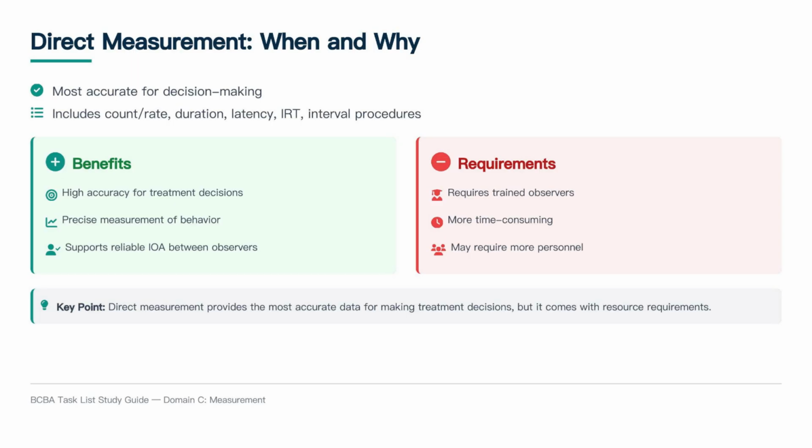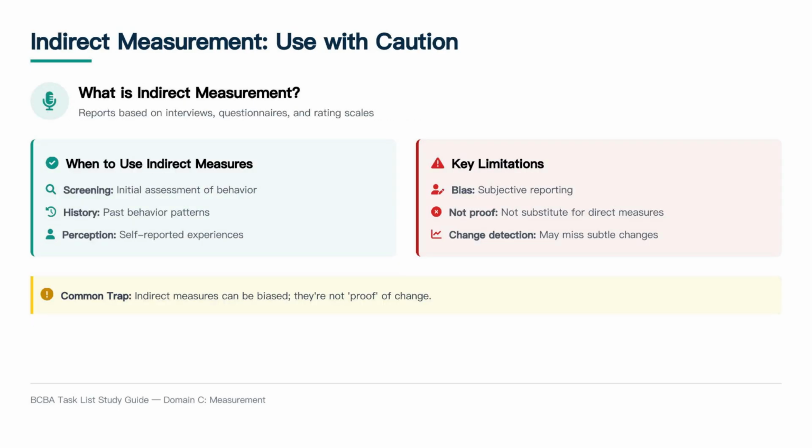It can include count or rate, timing measures like duration, latency, IRT, and even interval procedures. But the trade-off is that it requires trained observers and time, so you always balance accuracy with feasibility. Indirect measurement is report-based. Think interviews, questionnaires, and rating scales, and it can be useful for screening, learning history, or understanding perception. The limitation is bias. So on the exam, you should treat indirect data as helpful context, not proof of behavior change, or a substitute for direct measurement of intervention effects.